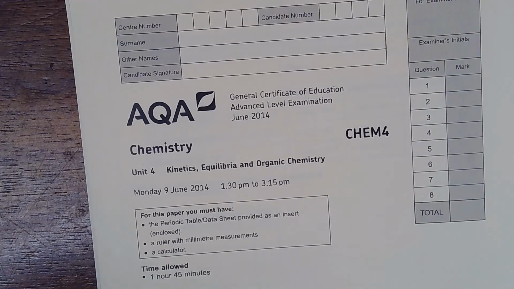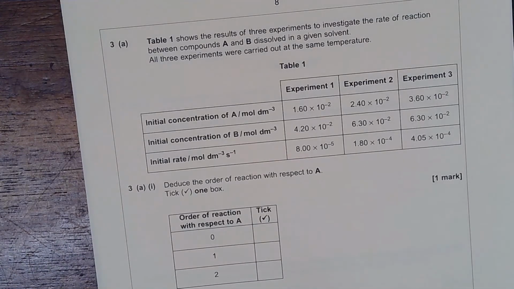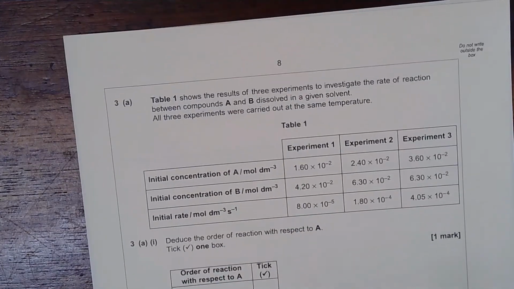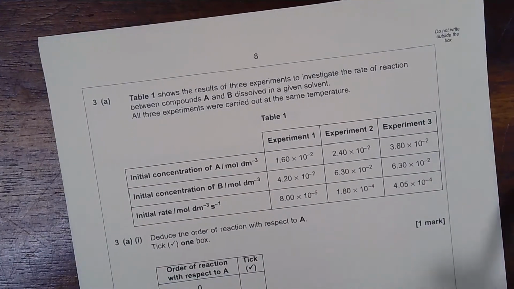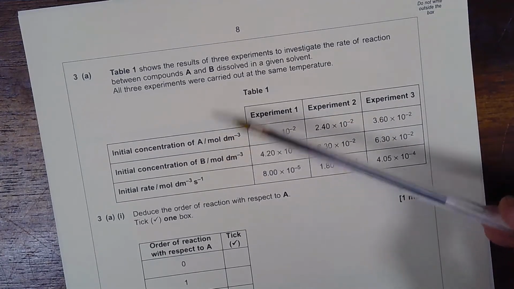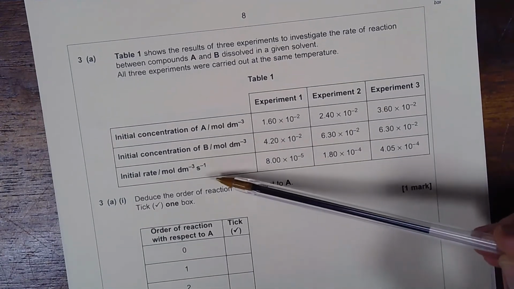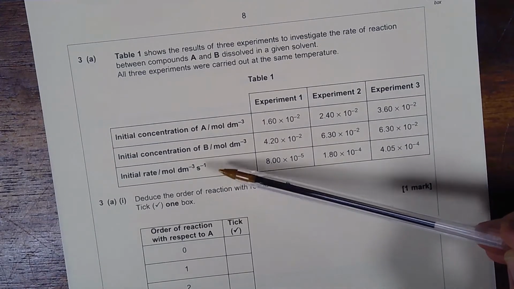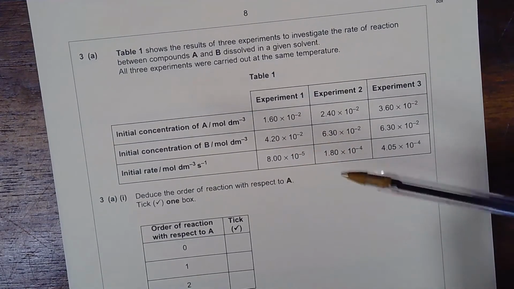This is a video to look at question 3 from the AQA A-level chemistry paper, Unit 4 of June 2014, which looks at kinetics, equilibria and organic chemistry. This is a kinetics question. You are given a table where you are given 3 experiments. You're given concentrations of 2 substances, A and B, and an initial rate of reaction in moles per litre per second, moles per cubic decimeter per second.